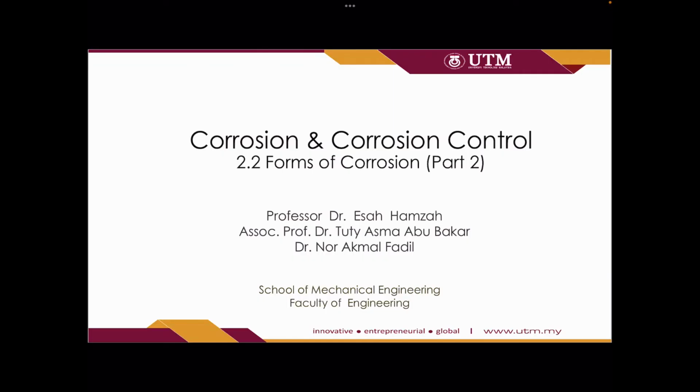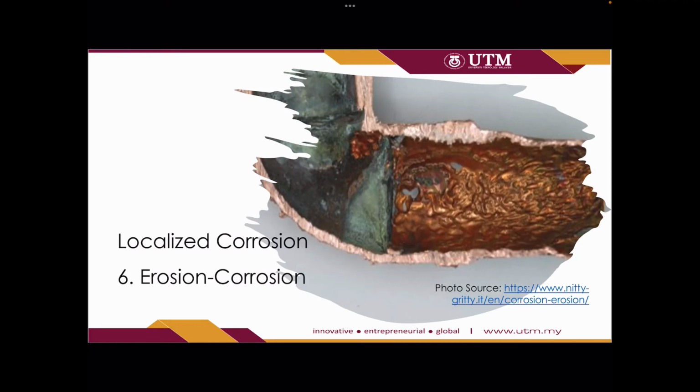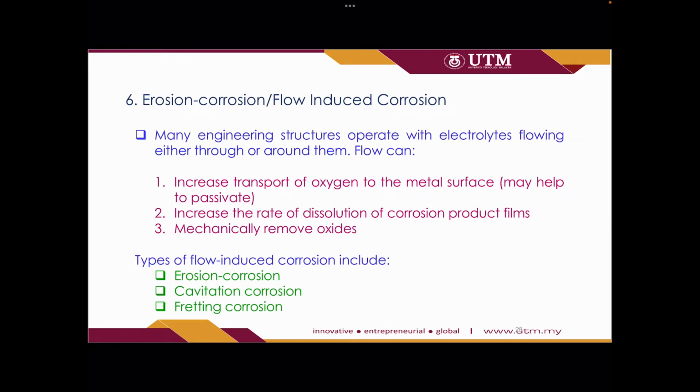Today we are going to continue our lessons on the topic of forms of corrosion. And today's discussion is about erosion corrosion. Erosion corrosion, sometimes we call it flow-induced corrosion. It happens in many engineering structures which operate with electrolyte flowing either through or around them.